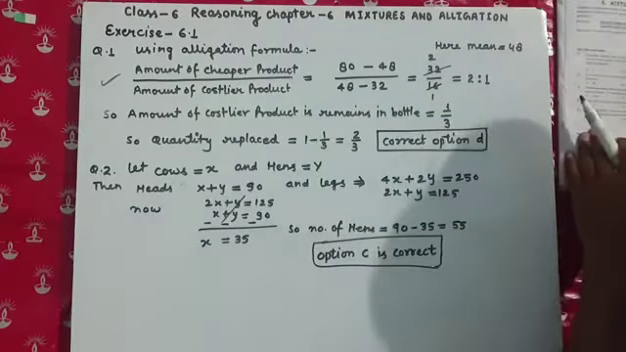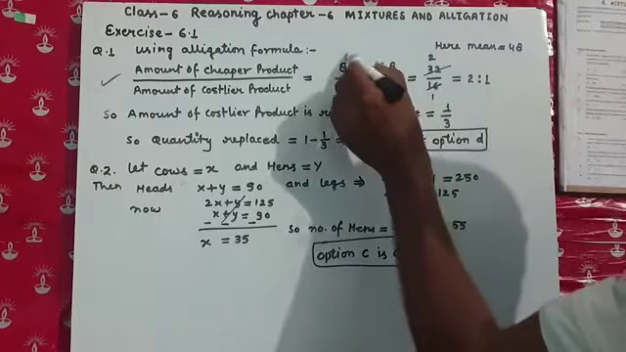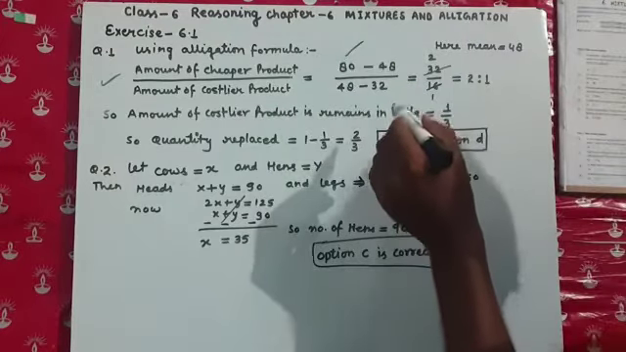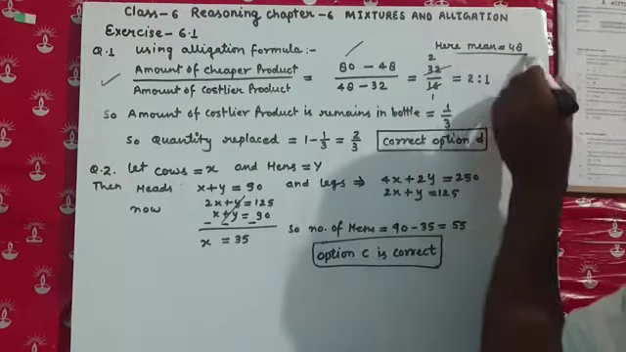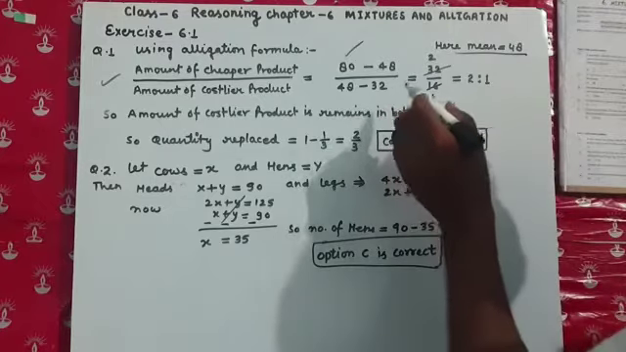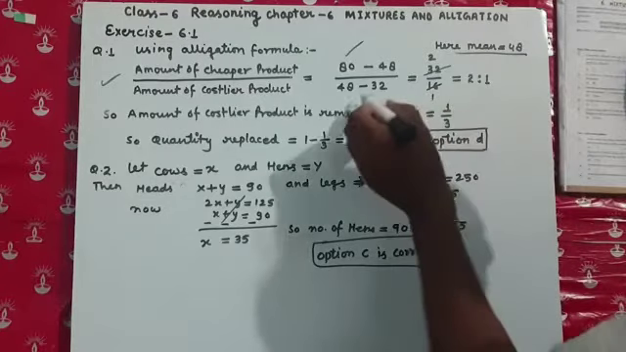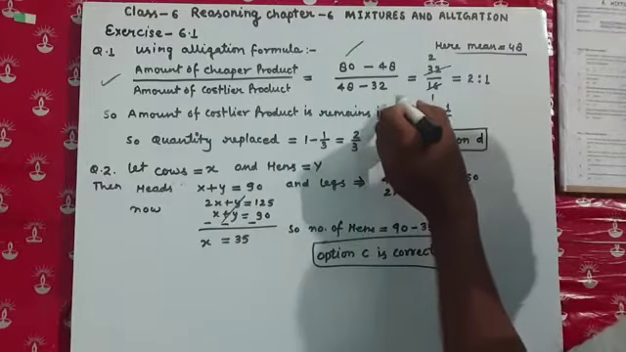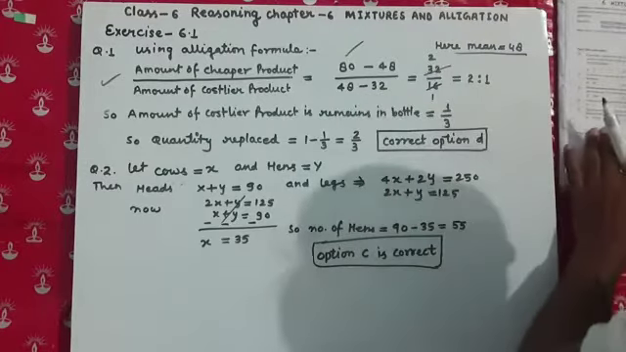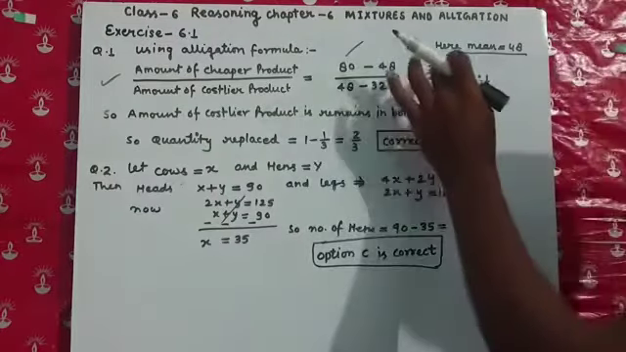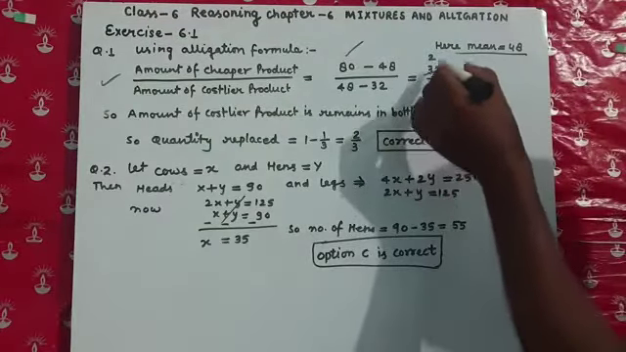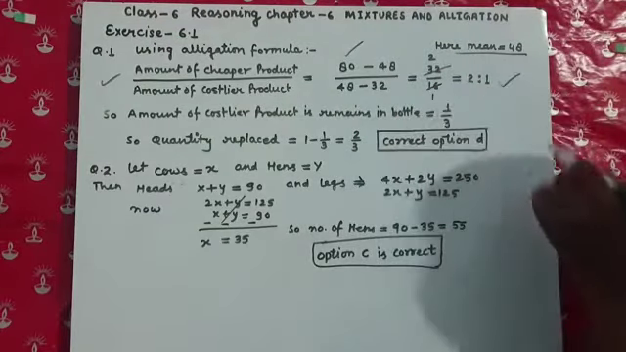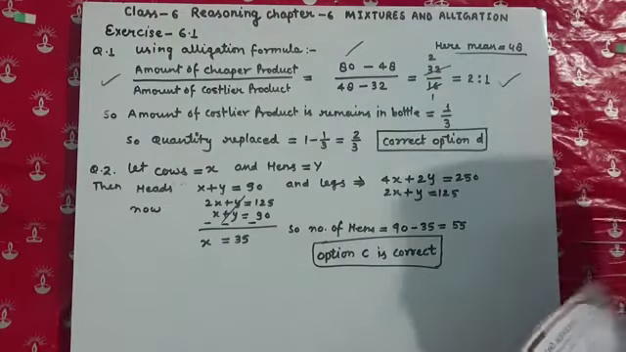The formula is given as the cost price of the costlier product minus the mean price, and the mean price minus the cost price of the cheaper product. The costlier product is 80%, the mean is 48, and the cheaper product is 32%. After solving this we are getting 32 upon 16, and dividing we are getting 2:1.